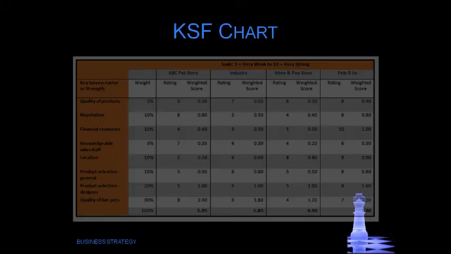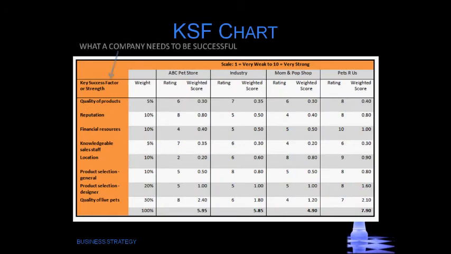So this is what it looks like. Okay. So first, we list the things that we feel like we need to be successful. So the quality of our products, our reputation, our financial resources, our knowledgeable staff, and so on. Anything that we think we need to be successful. Next, we rate them in importance. So we've gone through and we've looked at all these things and we said, okay, the quality of our live pets is the most important thing. That's 30% of our success in the industry. And 20% of our success comes from a pretty decent product selection of designer goods. So I fill these out, and when they total up, they have to equal 100.